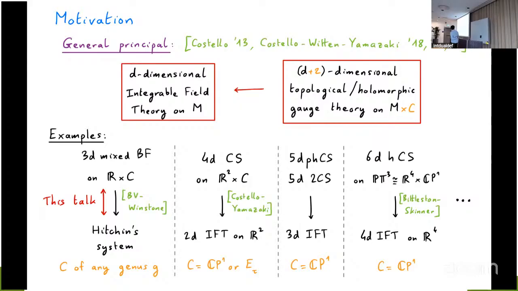Okay. So I'm really going to explain how you can go back and forth between the Hitchin system and the 3D BF theory. So I'll derive the 3D BF theory as a Lagrangian formulation of the Hitchin system in particular. Whereas usually the correspondence is always going this way. You start from the gauge theory and you extract from it some integrable field theory.